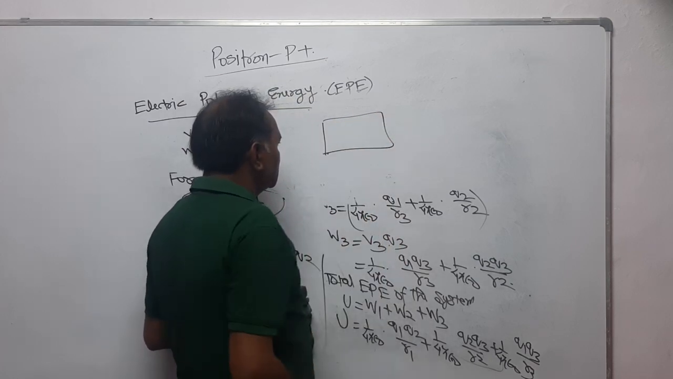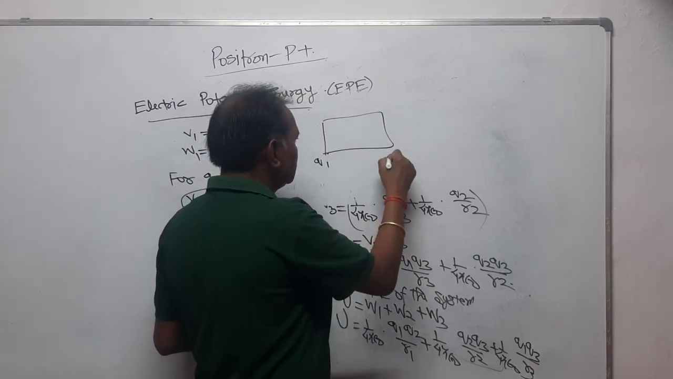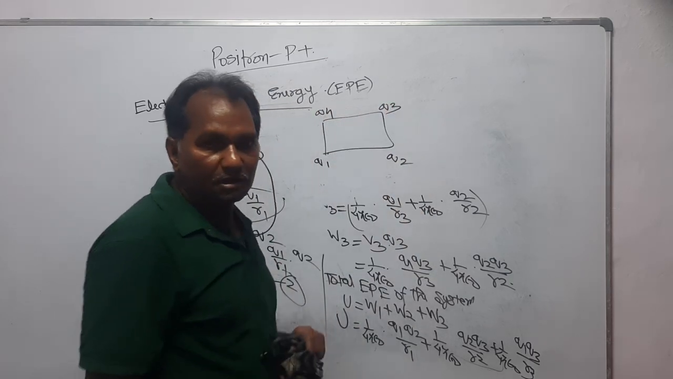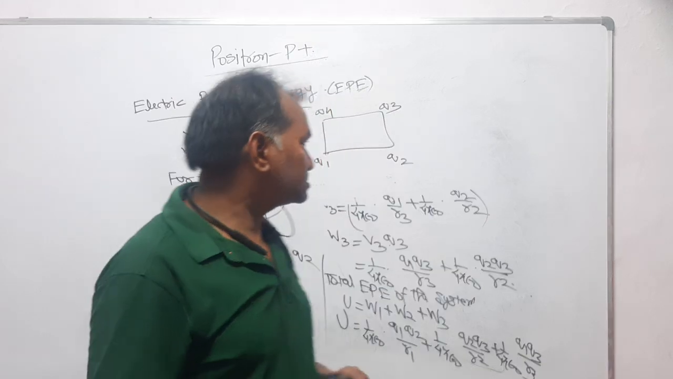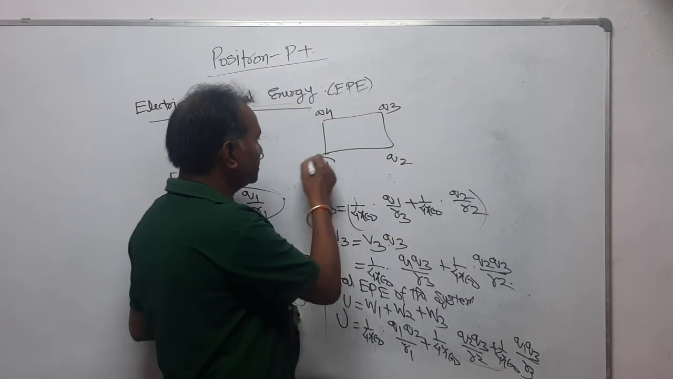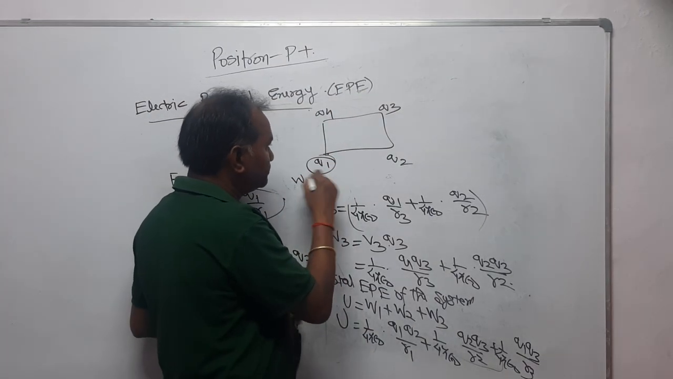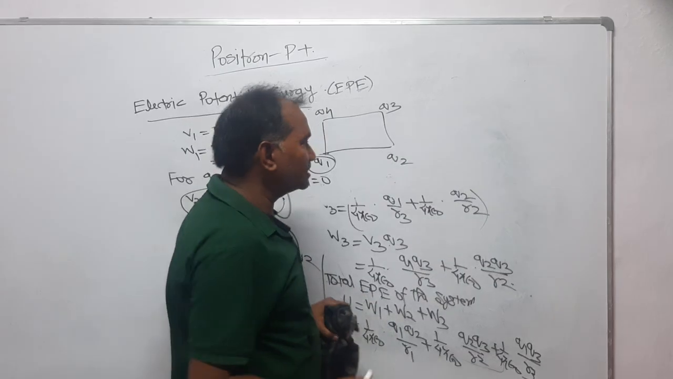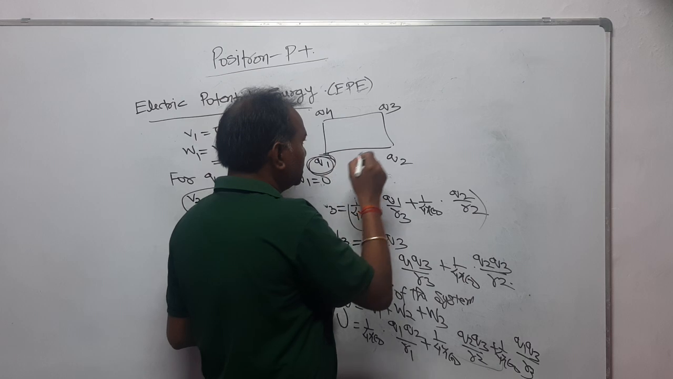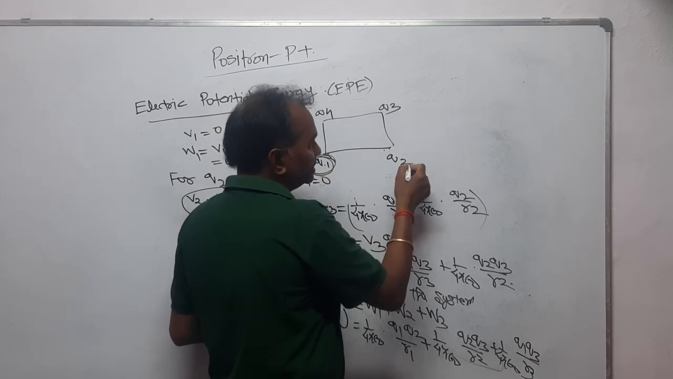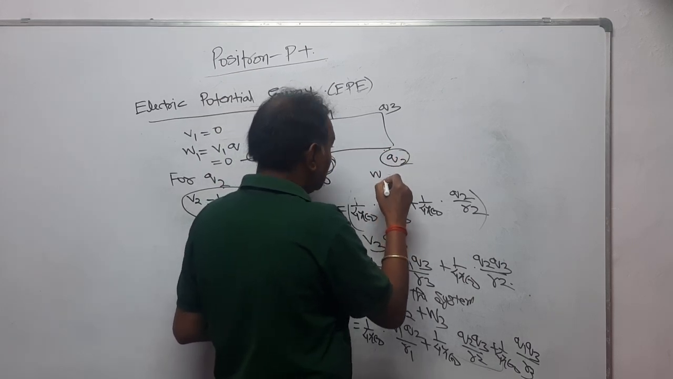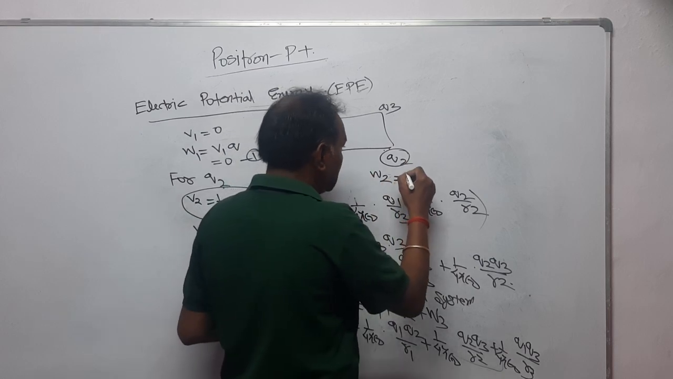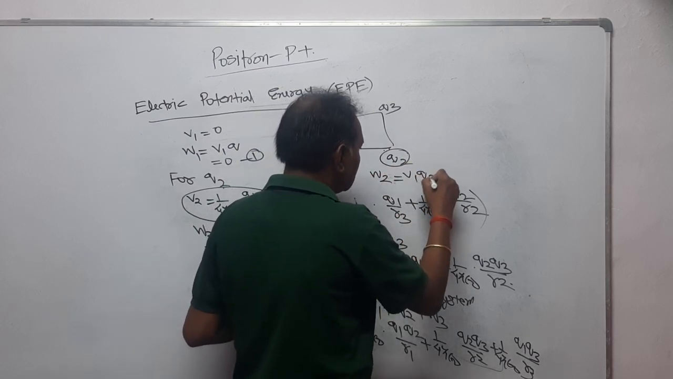In a similar way, dear student, no problem how many charges are given, it is immaterial. If there are charges Q1, Q2, Q3, Q4, and you have to find out the EPE of the system, then what you have to do? First bring Q1, in that case work done will be 0. Then bring Q2. When you are bringing Q2, Q1 has already come, so find out the potential at this point due to Q1. So W2 is equal to the potential due to this, that is V1, times the charge brought, Q2.